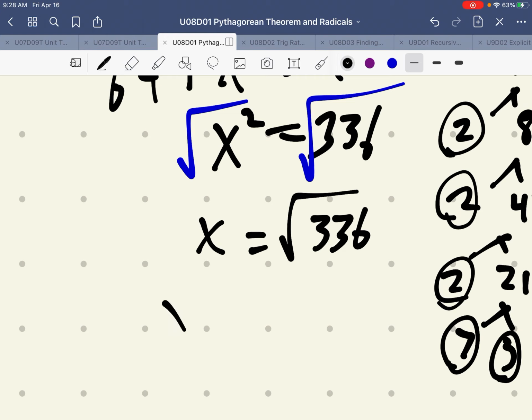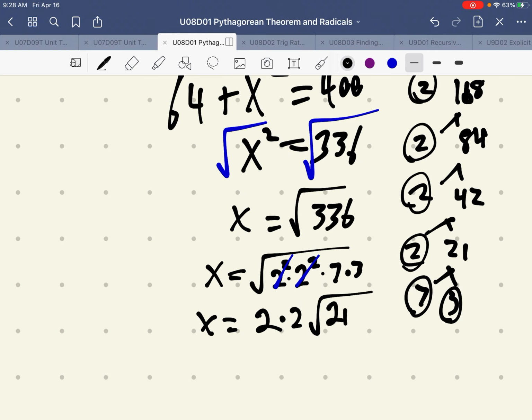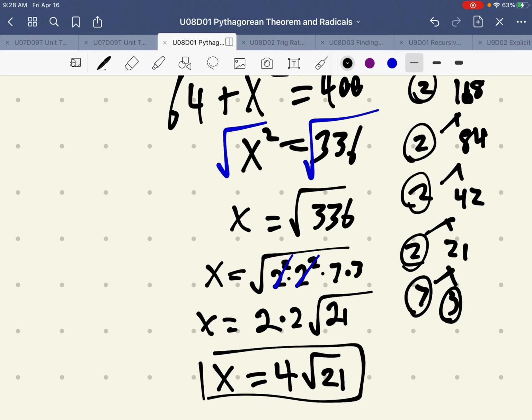So we could rewrite this as x is equal to the square root of 2 squared, 7 and 3. And the reason I write it as 2 squared is because the square root of 2 squared is going to be 2. So this comes out as a 2. The square root of 2 squared is a 2. And 7 and 3 are not perfect squares, so they will stay inside as a 21, meaning our simplified answer will be x is equal to 4 radical 21. You could use a calculator to get a decimal as well, but this is the simplest radical form.